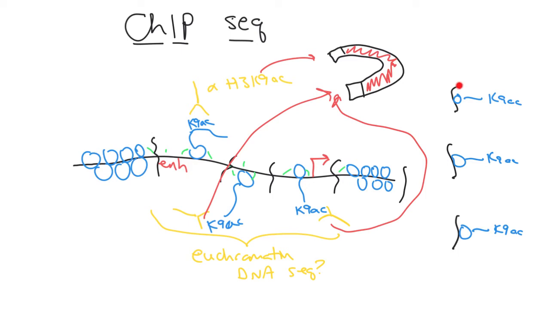And those short DNA fragments are then deep sequenced, and that gives us the sequence that was associated with euchromatin inside this cell at whatever point in time during the cell cycle and during development this cell was analyzed.